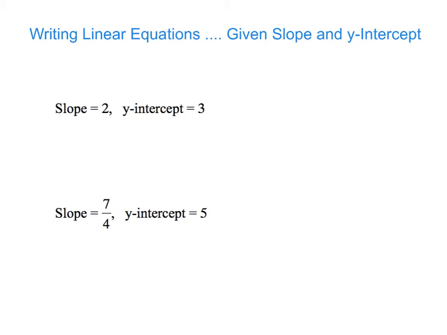Sometimes you'll be asked to write a linear equation, and you will be given the slope and the y-intercept. It's almost too good to be true. When you're given the slope, that's the m, and when you're given the y-intercept, that's the b. And so your response should simply be to write down the equation. Y equals m, which is 2, x plus b, which is 3. And that is your response for that problem.